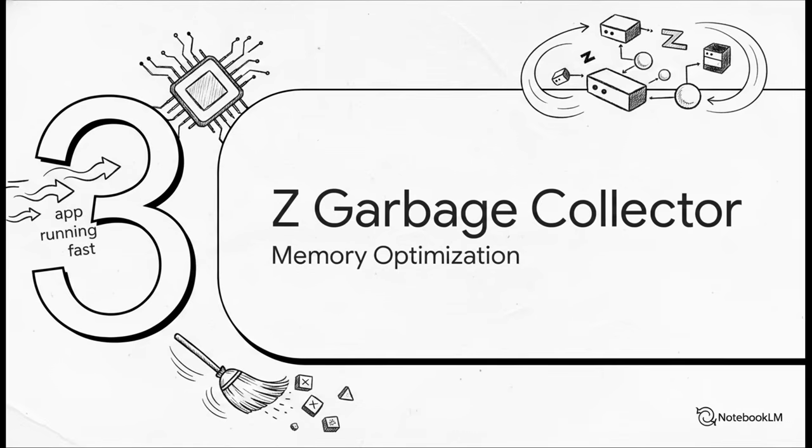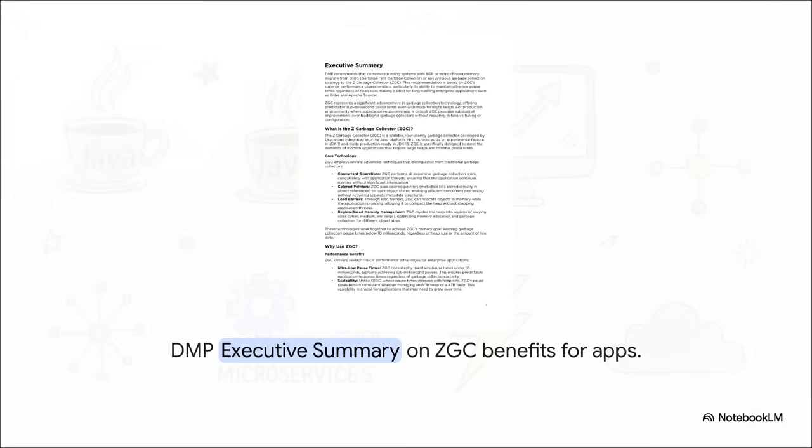Awesome. Let's jump into section 3, mastering Z garbage collector, so we can optimize how we manage memory. Now that our app is running blazing fast, we need to talk about garbage collection. According to an executive summary from DMP, if you're running long-lived enterprise apps with 8 GB of heap or more, the Z garbage collector, or ZGC, is a monumental leap over the old garbage-first collector. ZGC was specifically built to handle massive heaps without those brutal stop-the-world pause times.